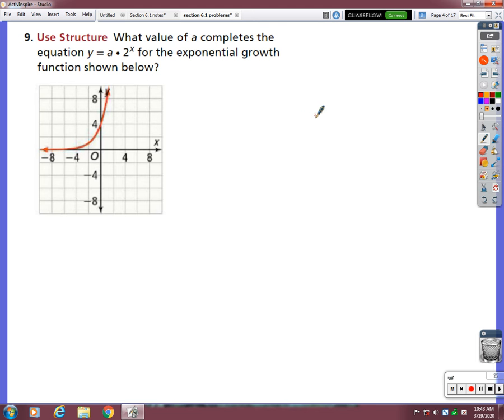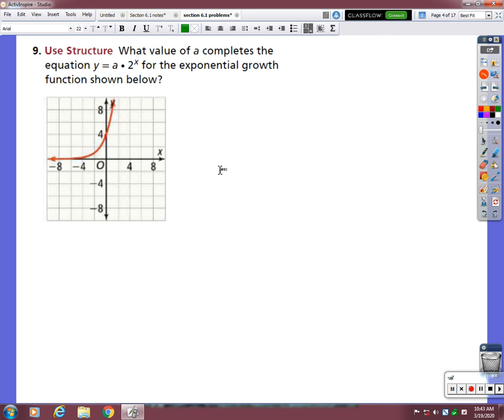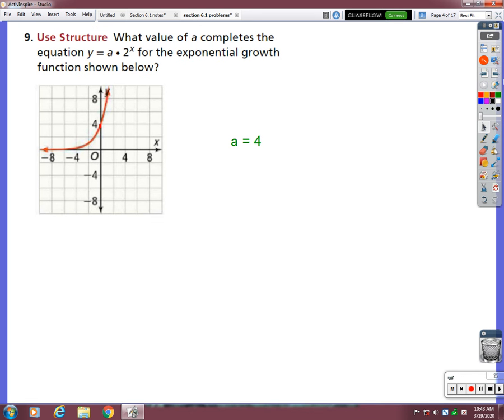All right, next one. What value of a completes the equation for the function shown below? Well, we talked about a being the y-intercept, and so the y-intercept of that is 4, so we would need a equals 4 to make that graph a winner.